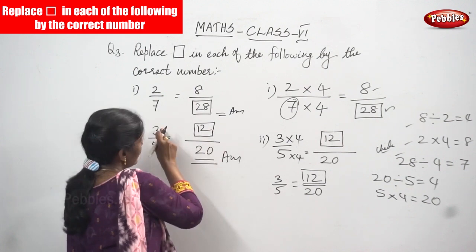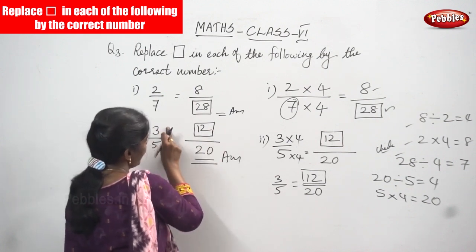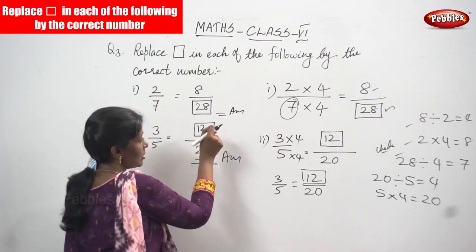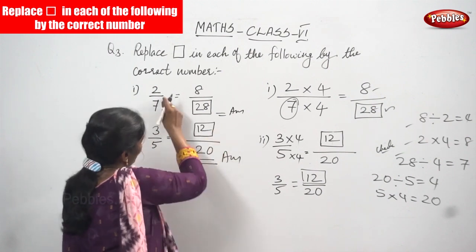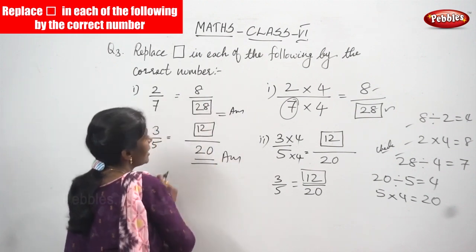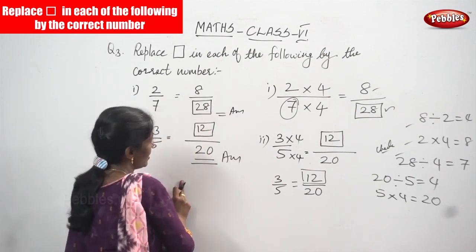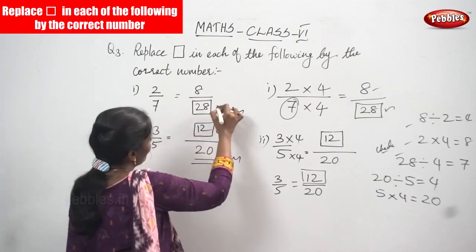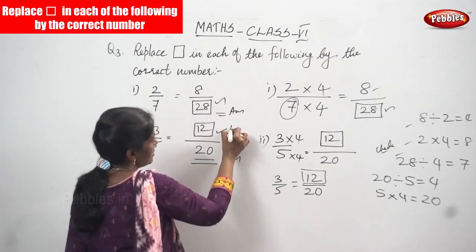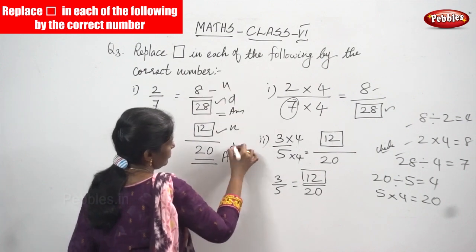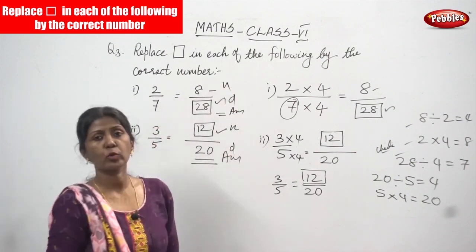3 is the numerator, and the equivalent number for 3 is 12. So 2 by 7 means 8 by 28 is the equivalent fraction, and 3 by 5 means the equivalent fraction is 12 by 20. In the second sum we found the numerator, and in the first sum we found the denominator. I think you understand the concept well.